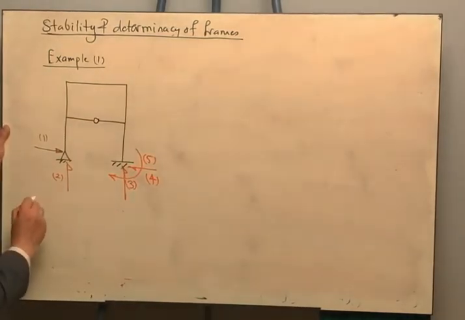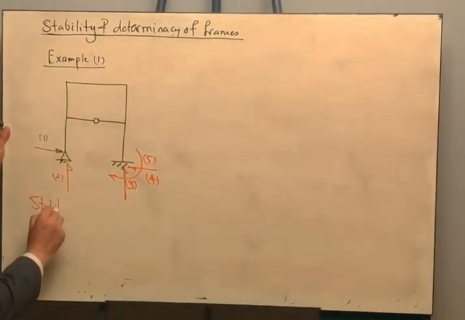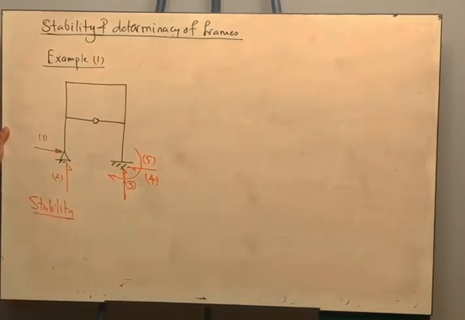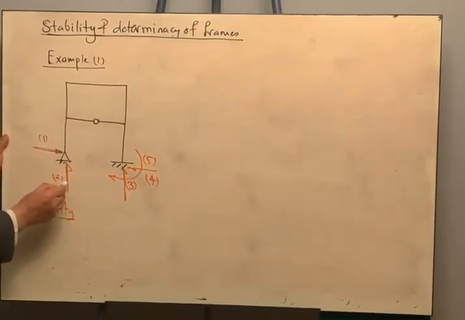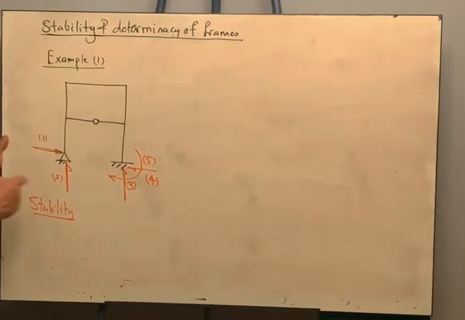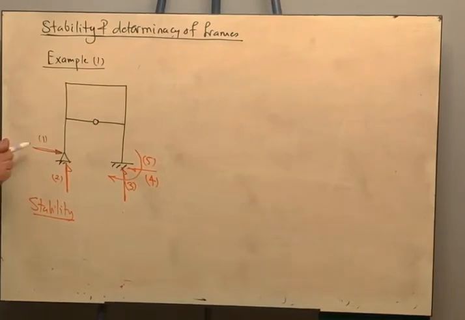So first of all, stability. Let me ask you a question. Do we have parallel reactions? No, because reaction number 1 is not parallel to reaction number 2. All of the reactions need to be parallel so that we can say that this frame is unstable. Because reaction number 1 and reaction number 2 cannot be parallel, therefore the reactions are not parallel.